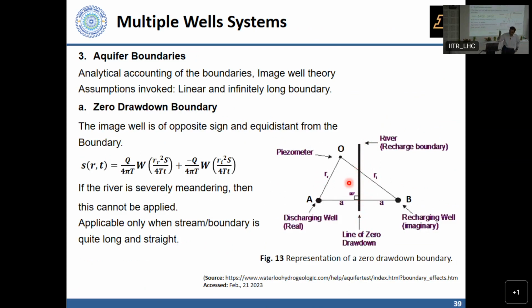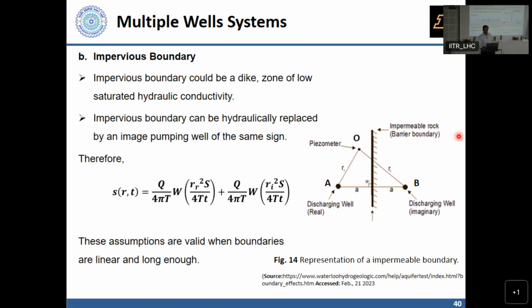Whereas in the other case, it's not a river. In the next case, when we are doing an impermeable boundary, no flux, that's like a solid rock, and therefore it does not allow any water to come from this side of the aquifer onto this side or vice versa. So the boundaries are physically different.